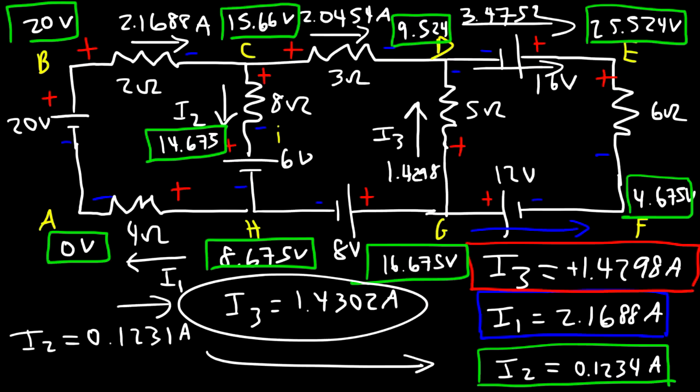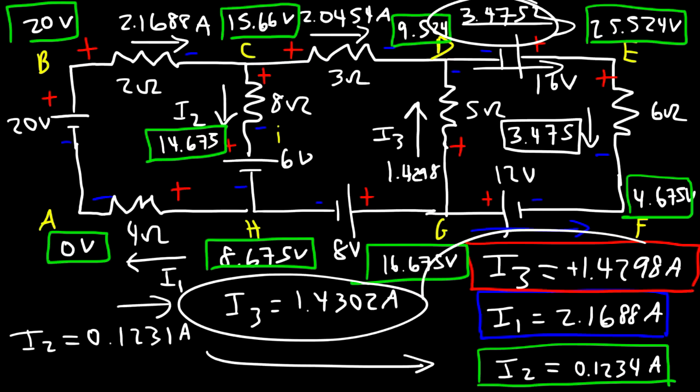So the potential difference between E and F, that's 25.524 minus 4.675. And so that's a potential difference of 20.849. So that's the voltage across the 6 ohm resistor. If we divide it by 6, that will give us a current flowing in this direction, which is 3.475, or 3.48 if you want to round it. And so that's very close to this answer. So all the values make sense in this problem. So these answers are indeed correct.